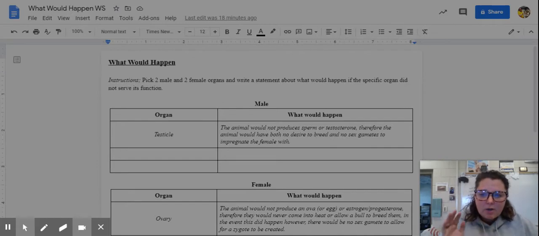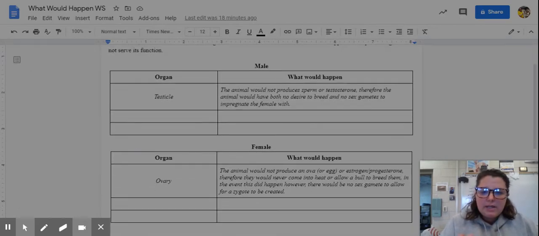So I want to talk through it. Pick 2 male and 2 female organs and write a statement about what would happen if a specific organ did not serve its function. Remember, the key thing is function. I gave you guys 2 examples, one for male, one for female. I did testicles and ovaries. They're the easiest, and I want you to critically think a little bit more, so I kind of took those options away, but also gave you an example. So win-win for me.